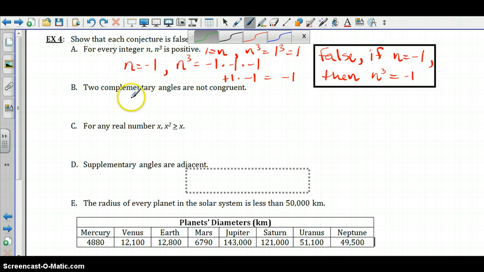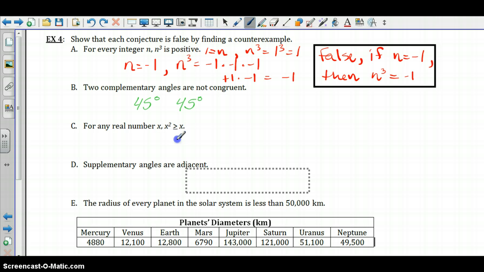Well, I can think of two complementary angles that are congruent to prove this wrong. Complementary angles, remember, add up to 90 degrees. So two angles that are going to add up to 90 degrees that are congruent, the same measure, could be 45 and 45 degrees. There's your counterexample.